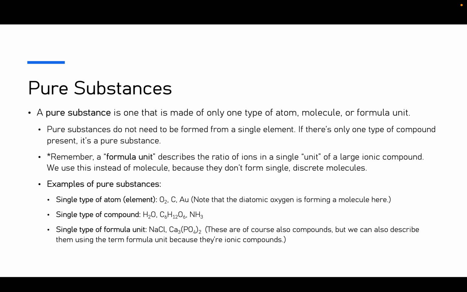But pure substances are not only single elements. It can be a compound. I've listed some compounds there: water, glucose, ammonia. Those are also pure substances if there is just one of those in the substance. For example, if it's just pure water and nothing else, that's a pure substance. If it's just glucose and nothing else, that is a pure substance, even though each particle is made up of different elements. That's totally fine. It's just one type of particle. And then I mentioned a single type of formula unit, which I covered already.